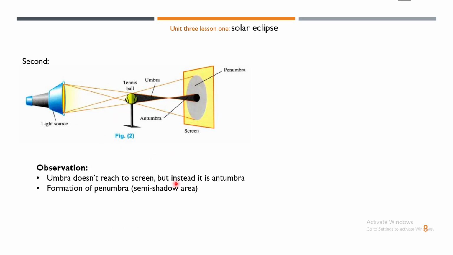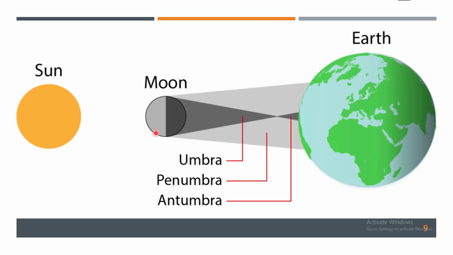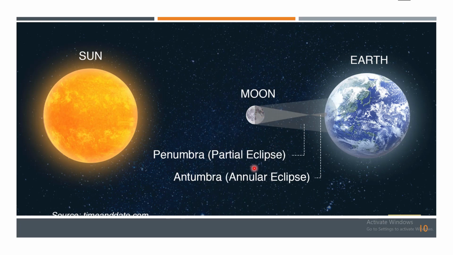We want to see this part in real life. Well, now the moon is moving far from the Earth, so the umbra doesn't reach the Earth, but instead it is the antumbra, and of course the other part, which is the penumbra. The same here, again, the umbra is this part, but it doesn't reach the Earth, but instead it is the antumbra, which is the small part here, and of course we have the penumbra, which is the semi-shadow area.